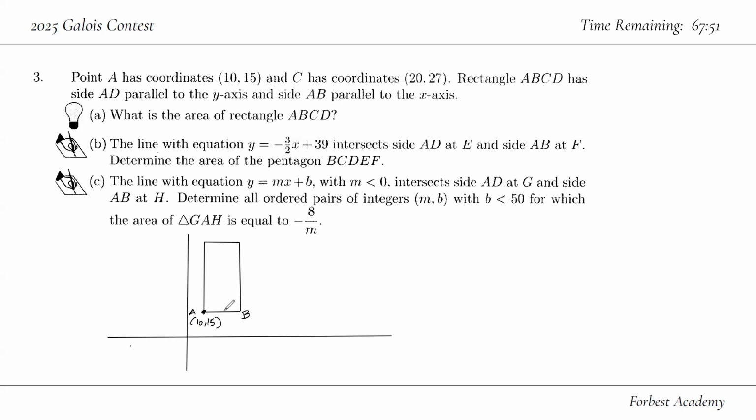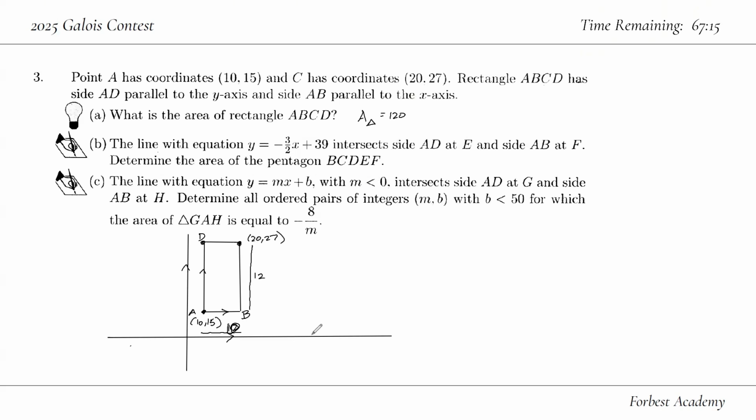This is B because we're told AB is parallel to the x-axis, AD is parallel to the y-axis, and this guy is C, which is (20, 27). So the length of this is 12, and the height is 10, or sorry, the height is 12, and the length is 10. So the area of the triangle equals 120 units squared.